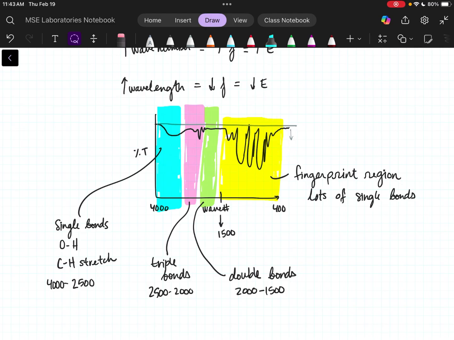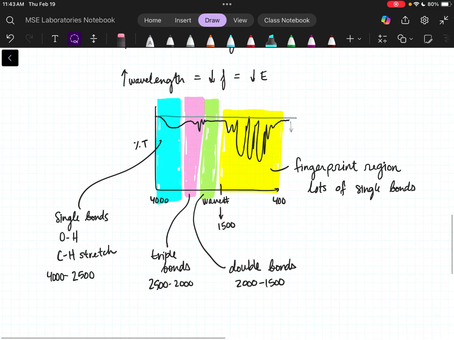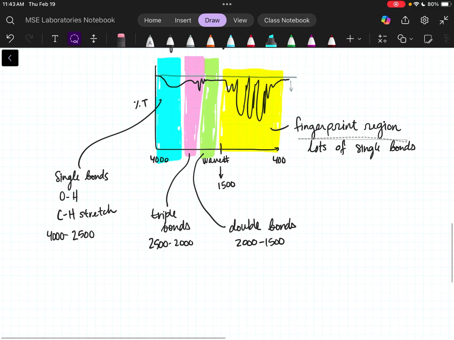If we're expecting to have triple bonds in my material, I would expect to have peaks in this region. Double bonds, I would expect to have peaks in this region. And then I'm always gonna have a little bit of something in that fingerprint region. In any of these three regions, the single, triple, and double bond regions, I can get individual items. So I can identify an oxygen hydrogen. I can identify a triple bonded nitrogen.